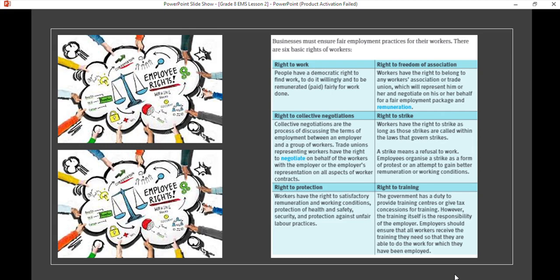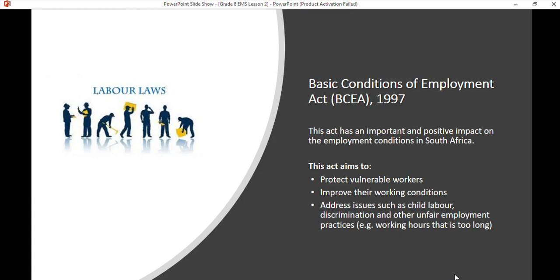Right to freedom of association. That means they can choose to belong to any trade union which will represent them and negotiate on their behalf. And what do they negotiate? Fair employment packages and remuneration. So labor laws. If we look at the labor laws, another one is the basic conditions of employment.